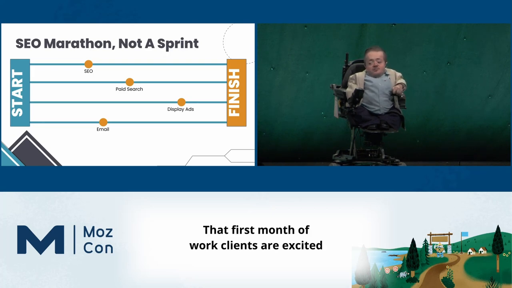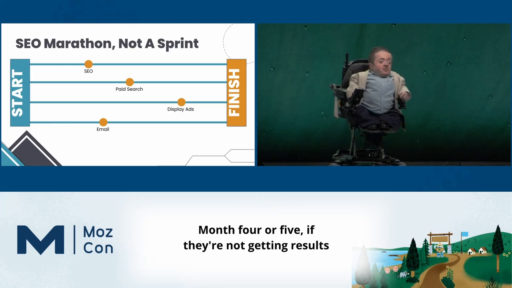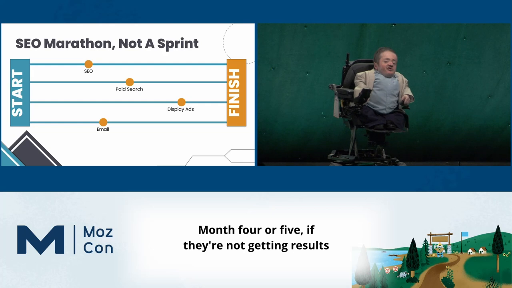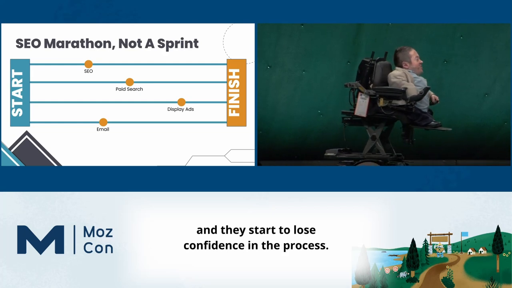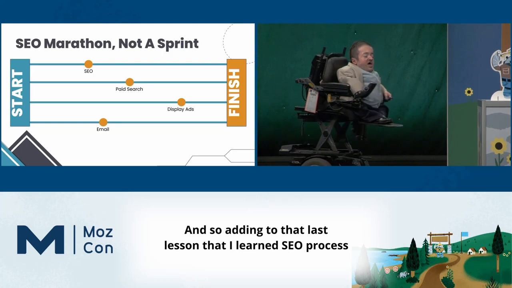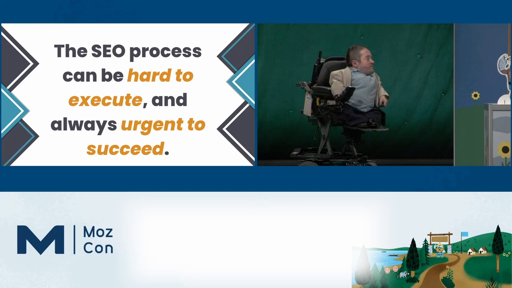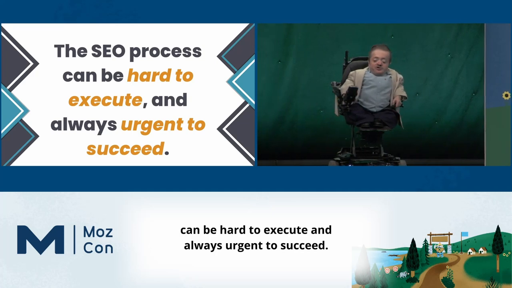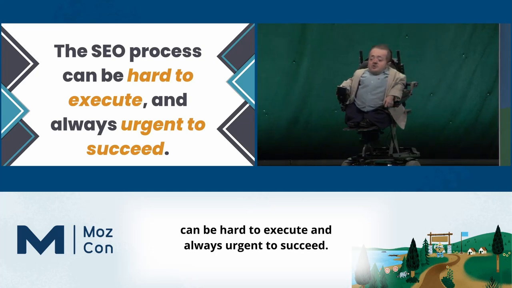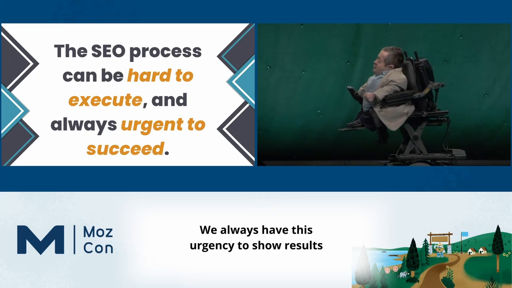That first month of work, clients are excited and they're jazzed, right? Month 4 or 5, if they're not getting results, they start to lose interest and they start to lose confidence in the process. And so adding to that last lesson that I learned, SEO process can be hard to execute and always urgent to succeed. We always have this urgency to show results.